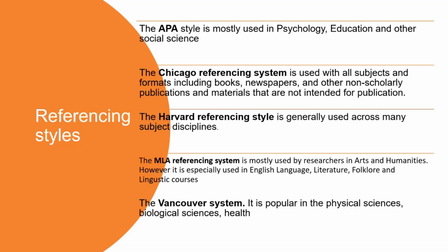And then there's also the MLA. It's used in arts and humanities. Here it says it's used in English languages, literature, folklore, and linguistic courses. That's the MLA referencing system. And there's also the Vancouver system. It's popular in the physical science and biological science and the health science subjects.